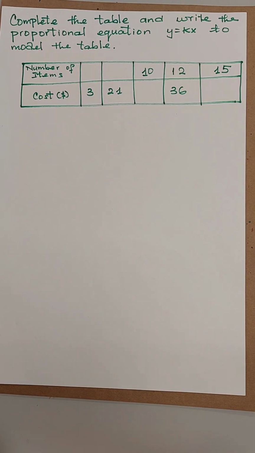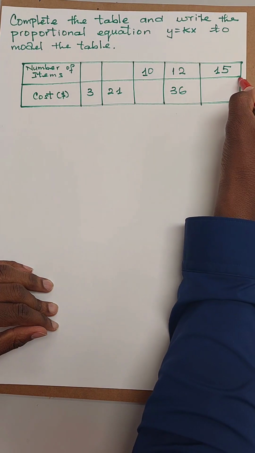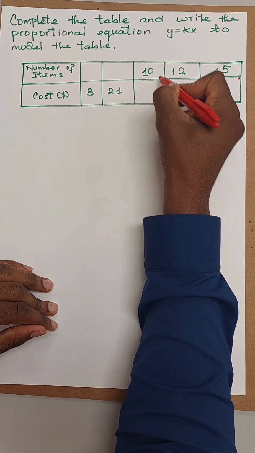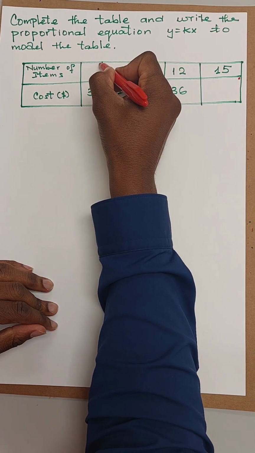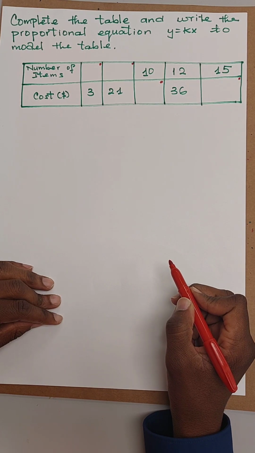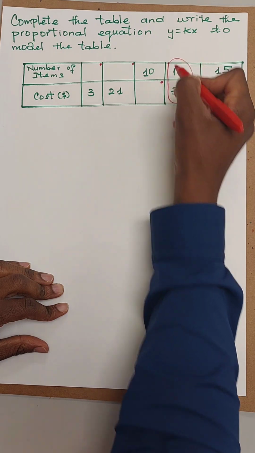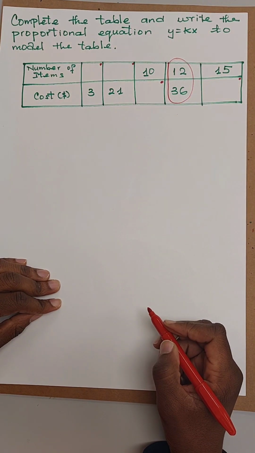Okay, we have another proportional table to fill in the blank. We have a blank right here, blank space, blank space, blank space. Okay, is there a pattern? We don't know. This is where we go to find the constant of proportionality.